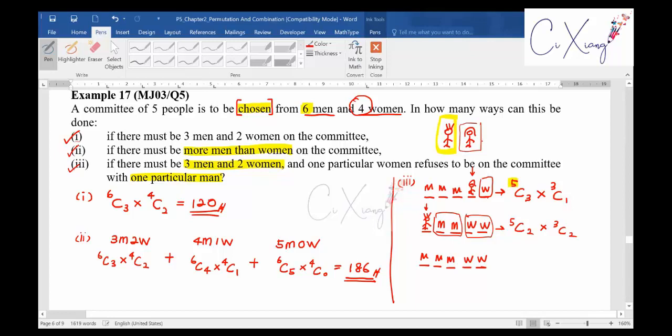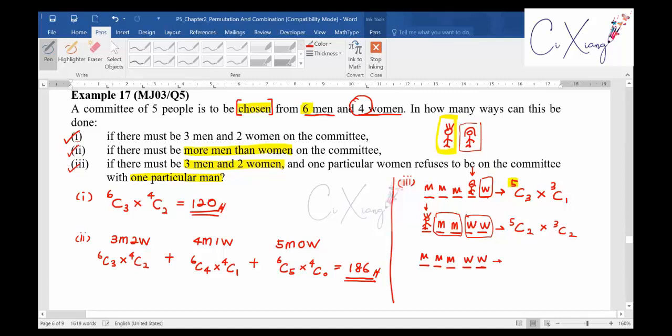So I must ensure that she will be excluded from being chosen. So total women become 3 now, not 2, not 4, sorry. So you need to select 3C2. 3 women, you want to select 2 of them only. Okay?